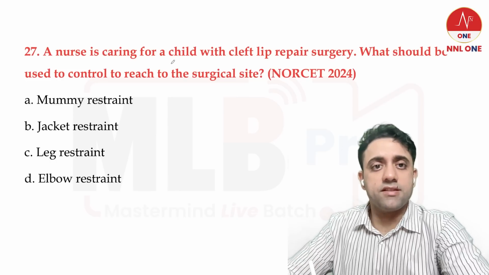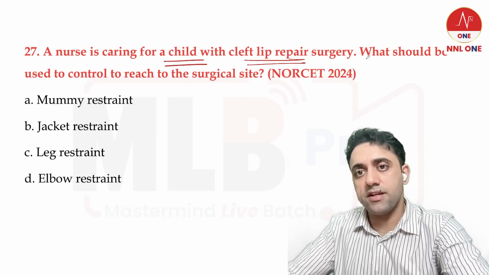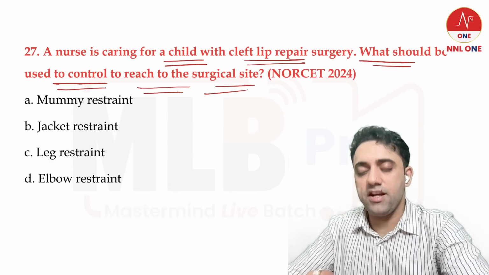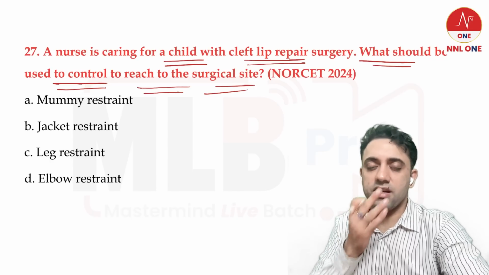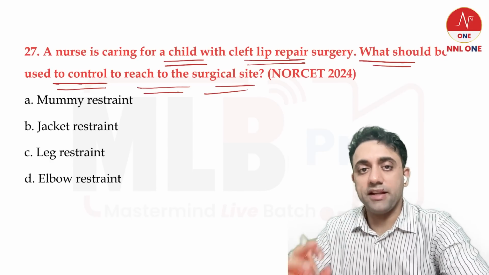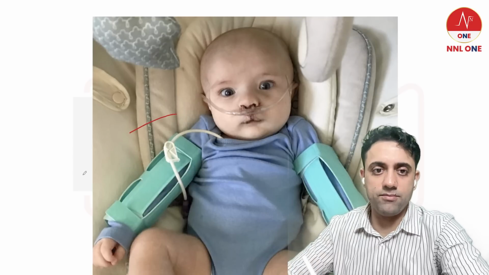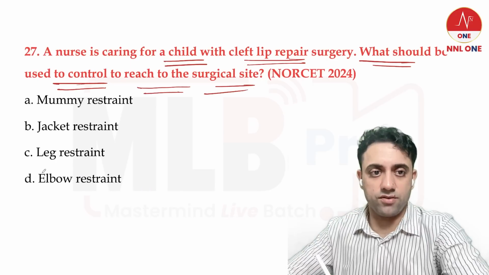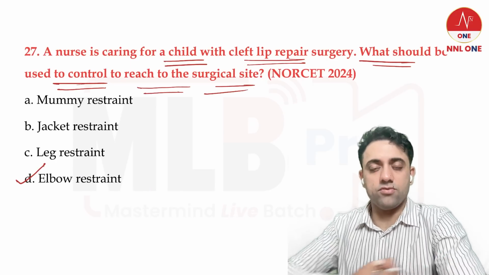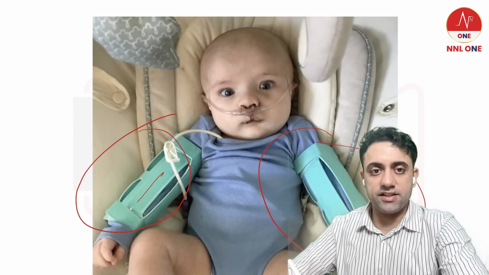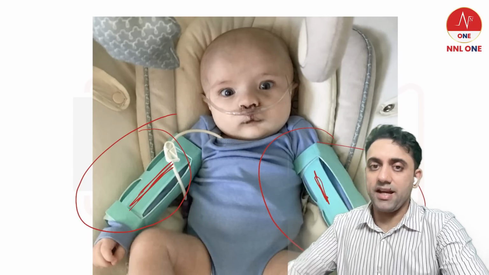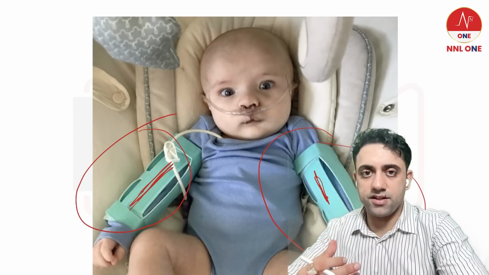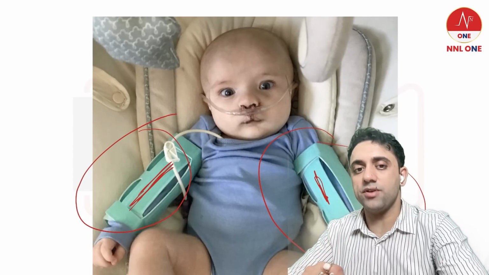Okay. A nurse is caring for a child after cleft lip surgery. What should be used to control the child's reach to the surgical site? Very nice question. The baby should not touch his lips again. I'll show you a very beautiful photo. What restraint is this? This is known as elbow restraint. This is the elbow. So elbow restraint is a restraint where the baby cannot touch his hand to the cleft surgery point, and that is nothing but elbow restraint.